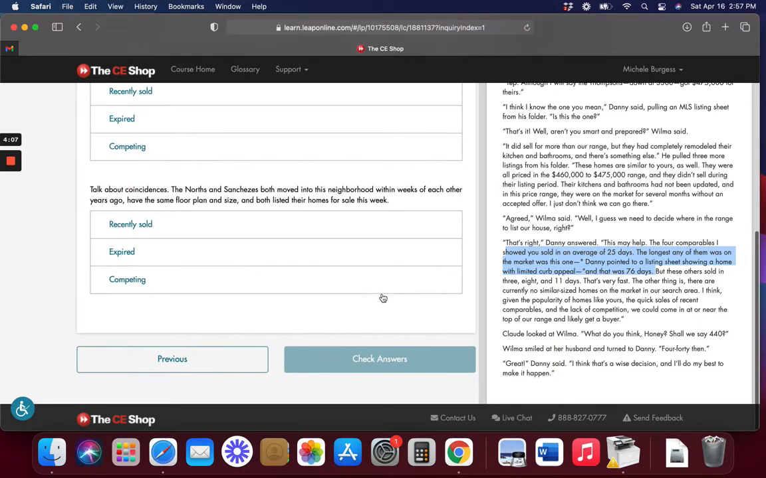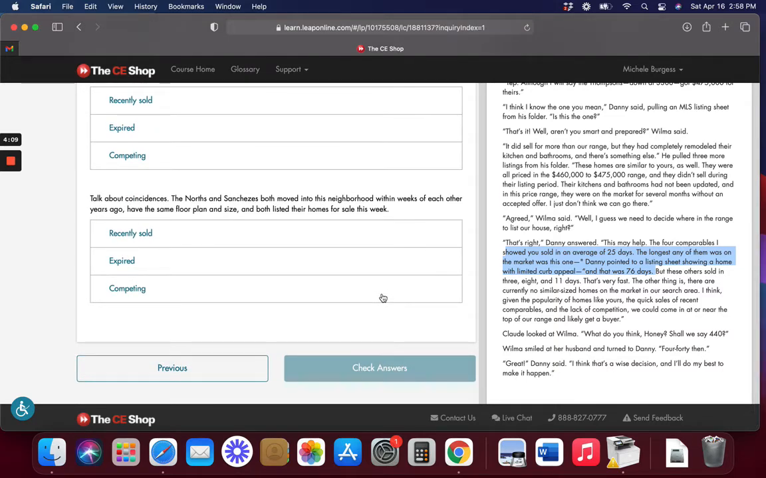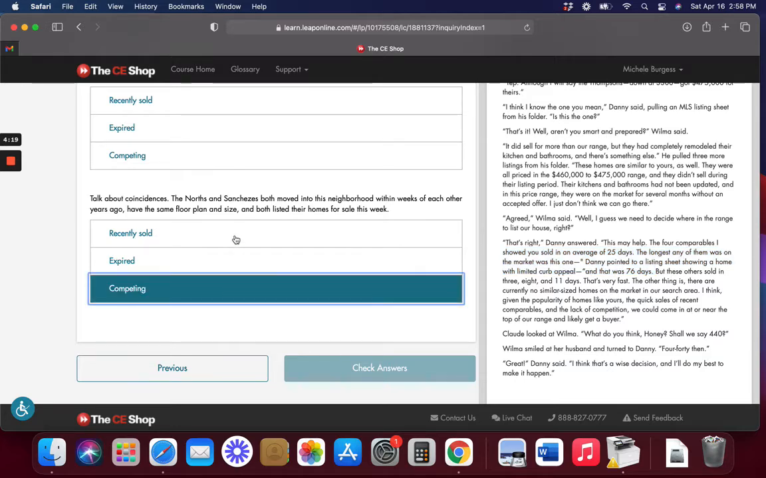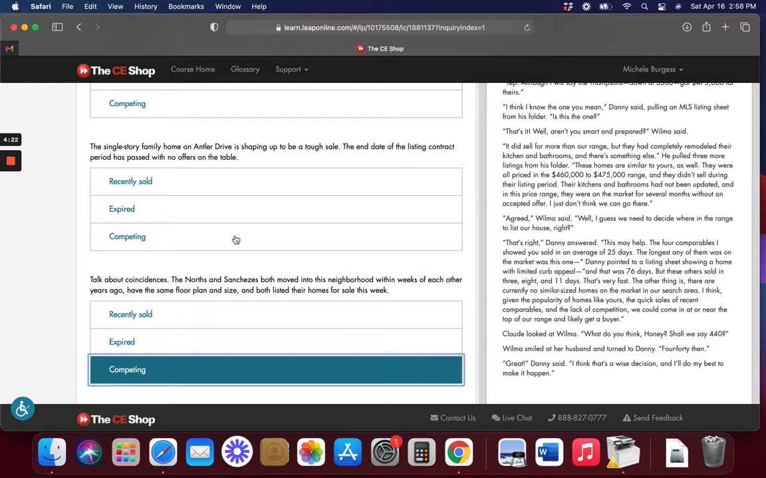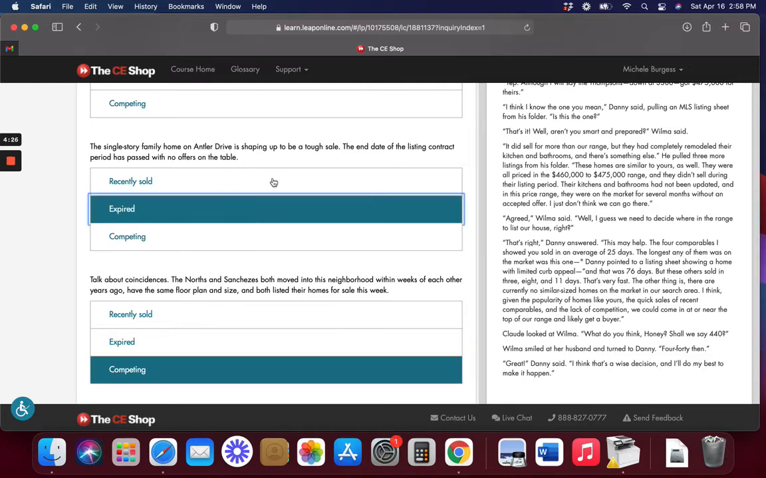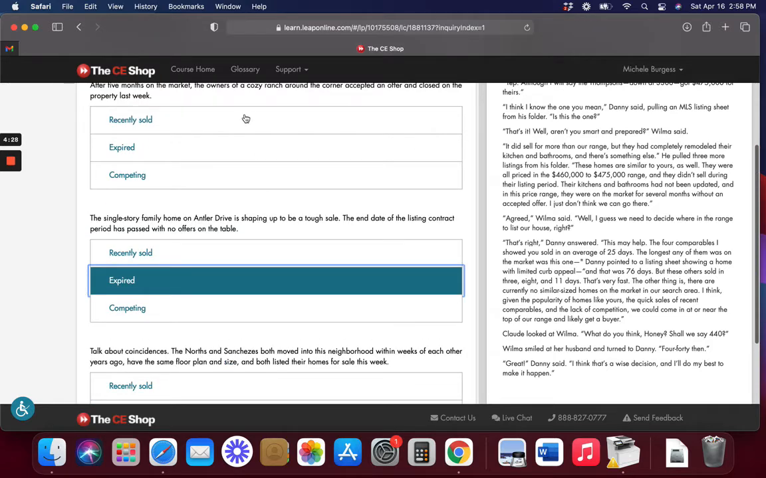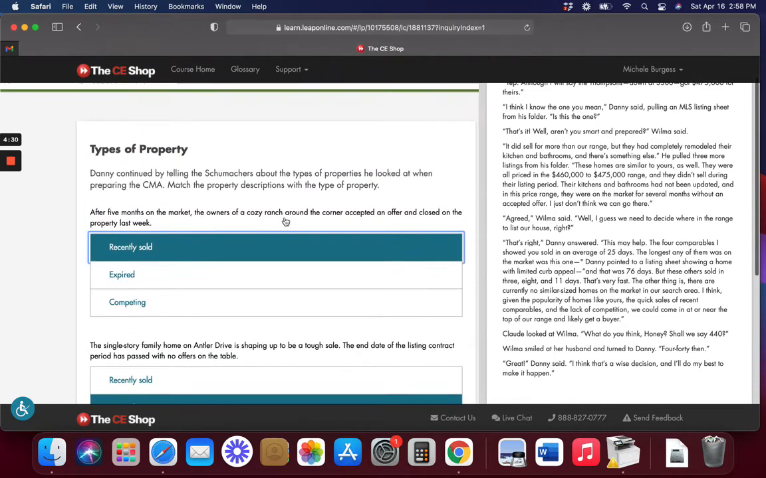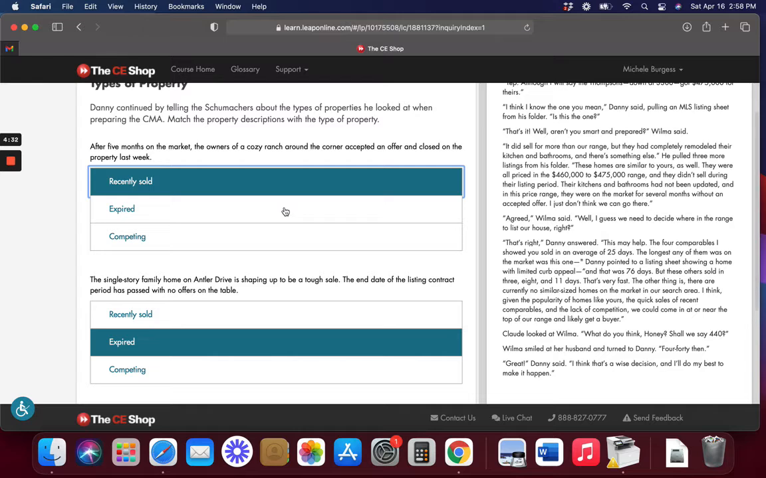Okay, let's look at all of these here. Talk about coincidences. The North and South both moved into this neighborhood within weeks of each other. They have the same floor plan. Both listed their homes for sale this week. I would say this is competing. The end date of the listing contract period passed with no offers on the table: expired. And this would be recently sold. After 5 months on the market, they accepted an offer and closed on the property.